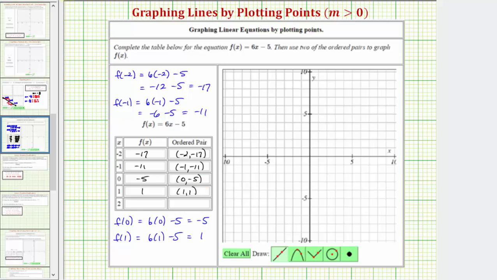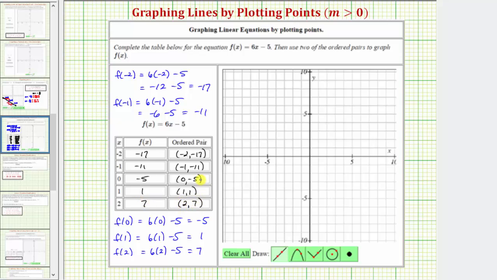And then finally, the last input or x value is 2. So the output or function value is f(2), which equals 6 times 2 minus 5. 6 times 2 is 12. 12 minus 5 equals 7. So when x equals 2, f(x) equals 7. The ordered pair is (2, 7).